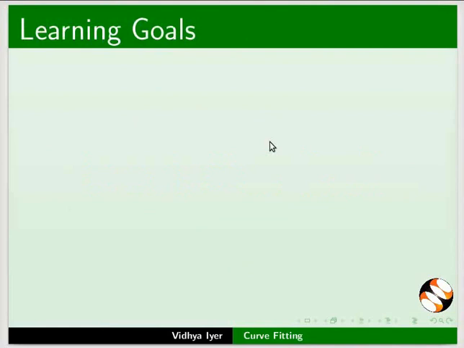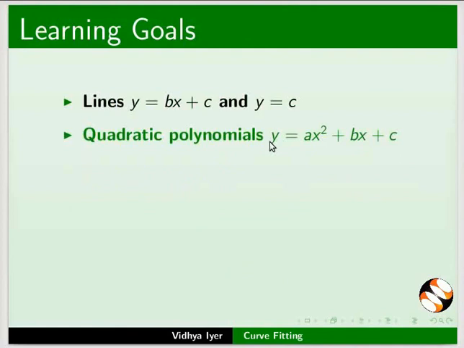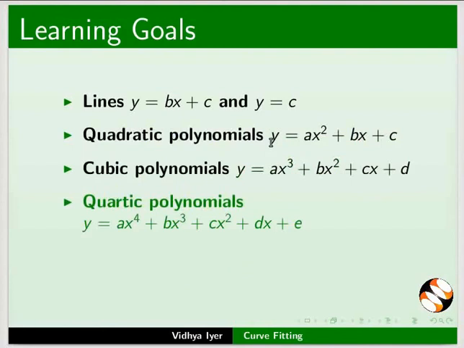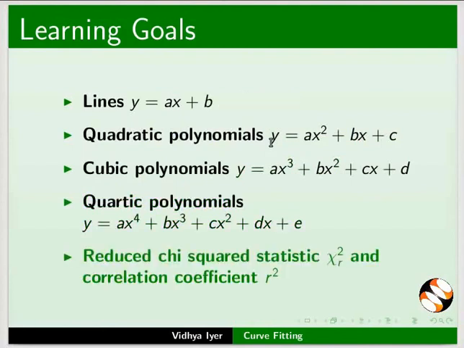Using these simulations, we will look at lines, quadratic polynomials, cubic polynomials, quartic polynomials, reduced chi-squared statistic and correlation coefficient R-squared.